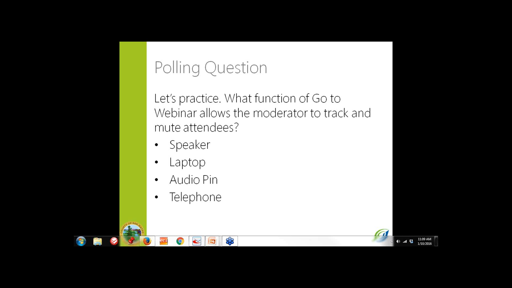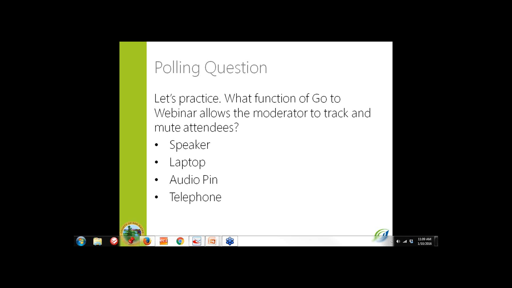The poll's open, and you should have seen the poll pop up on your screen. So go ahead and register your response. Once we have people that have responded, we'll go ahead and close it. Looks like we have a couple more people that haven't voted yet. So go ahead, one more person, if you want to respond. Okay, I'm going to go ahead and close it.